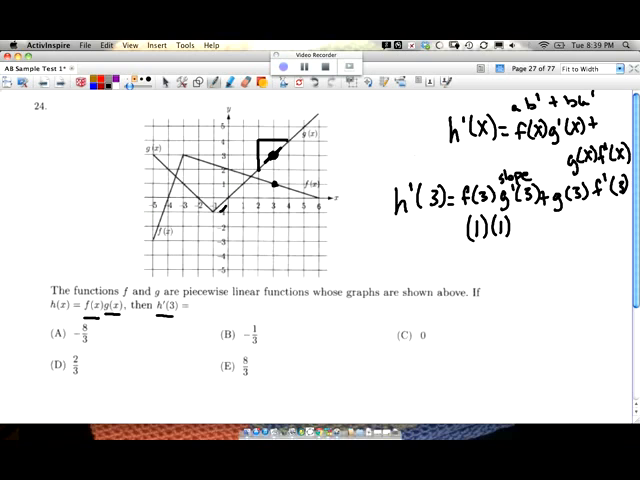G of 3. G of 3 is right here at 3. F prime of 3. F prime of 3 is this slope. Okay, so there's that slope. Let's see how low this goes. It looks like it intersects here and here. That slope is a rise of 1 and a run of 3, so that's going to be negative 1/3. So that's 1 plus 3 times negative 1/3, which is really negative 1. 1 plus negative 1, it's 0. Oh, that's crazy. 0. Check. Keep on trucking here.